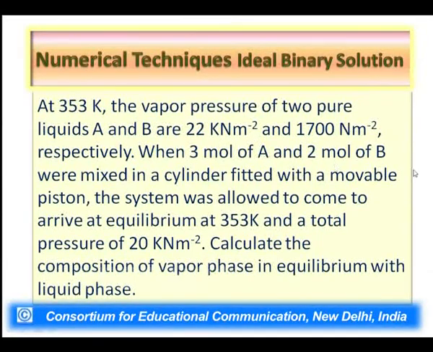When 3 mole of A and 2 mole of B were mixed in a cylinder with a movable piston, the system was allowed to arrive at equilibrium at 353 Kelvin and a total pressure of 20 kilonewton per meter square. So, P total is also given to us. Calculate the composition of the vapor phase in equilibrium with the liquid phase.